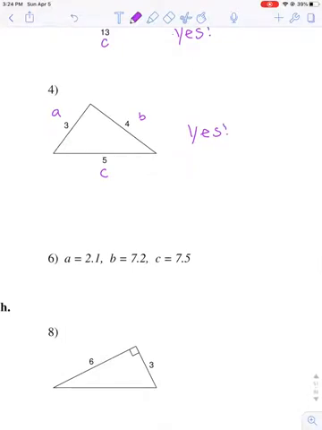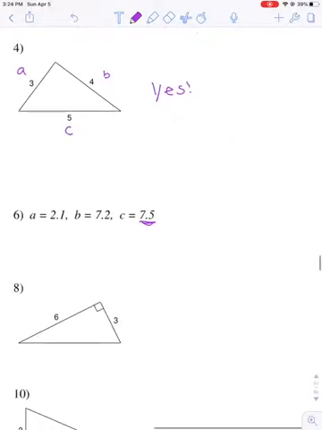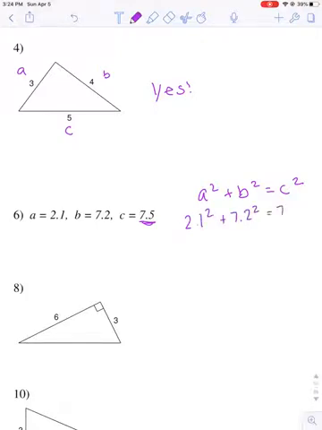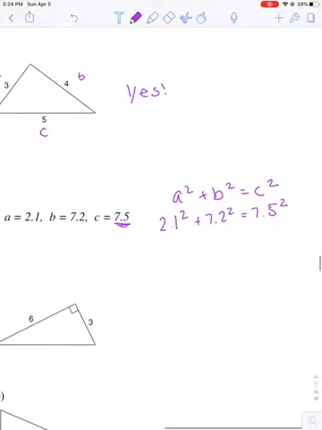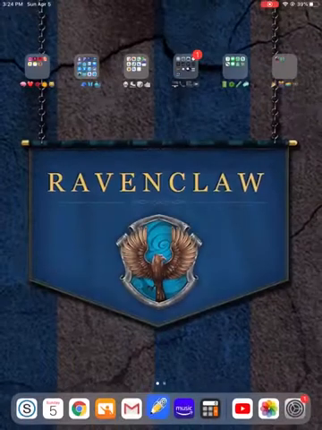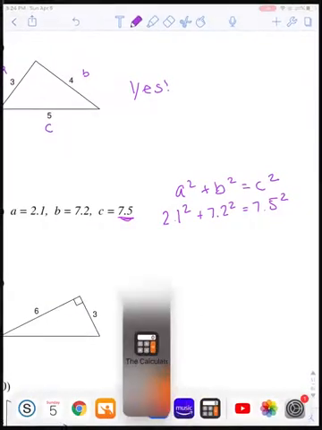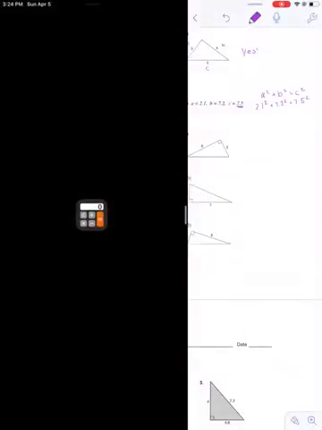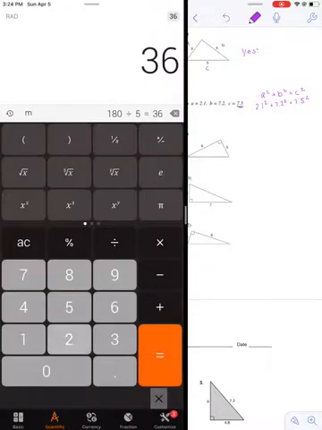And lastly, let's take a look at 6. Now these are decimals, so they can't be a triple. It's not how it's done, so we have to show work. They tell us which one is A, which one's B, and which one is C, although we would also know that the biggest one has to be C, and it doesn't matter which one's A and which one's B. So A squared plus B squared equals C squared, and I'm checking does 2.1 squared plus 7.2 squared really equal 7.5 squared? So I want to pull up my calculator.